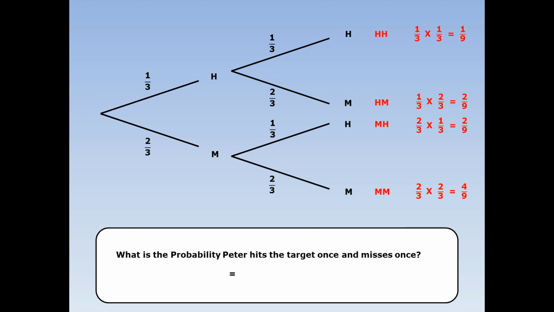What's the probability Peter hits the target once and misses once? This is a hit then a miss and a miss then a hit. That's 2/9 and 2/9. We need to add them together because we add down the branches. We add the tops and the bottom stays the same. 2/9 plus 2/9 is 4/9.